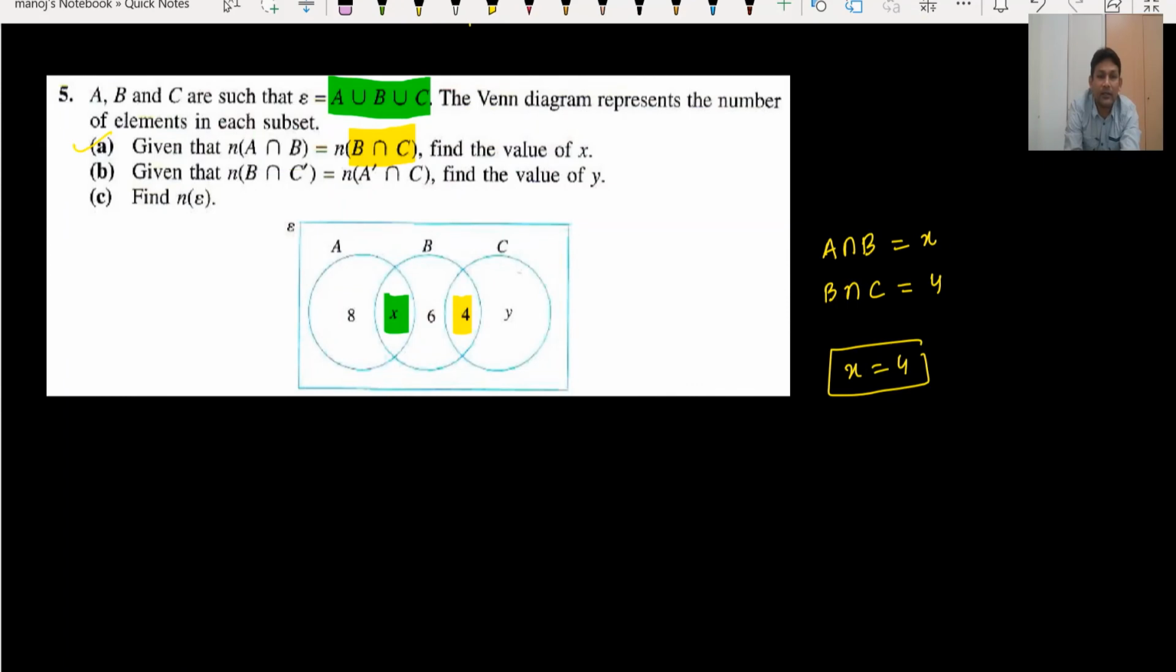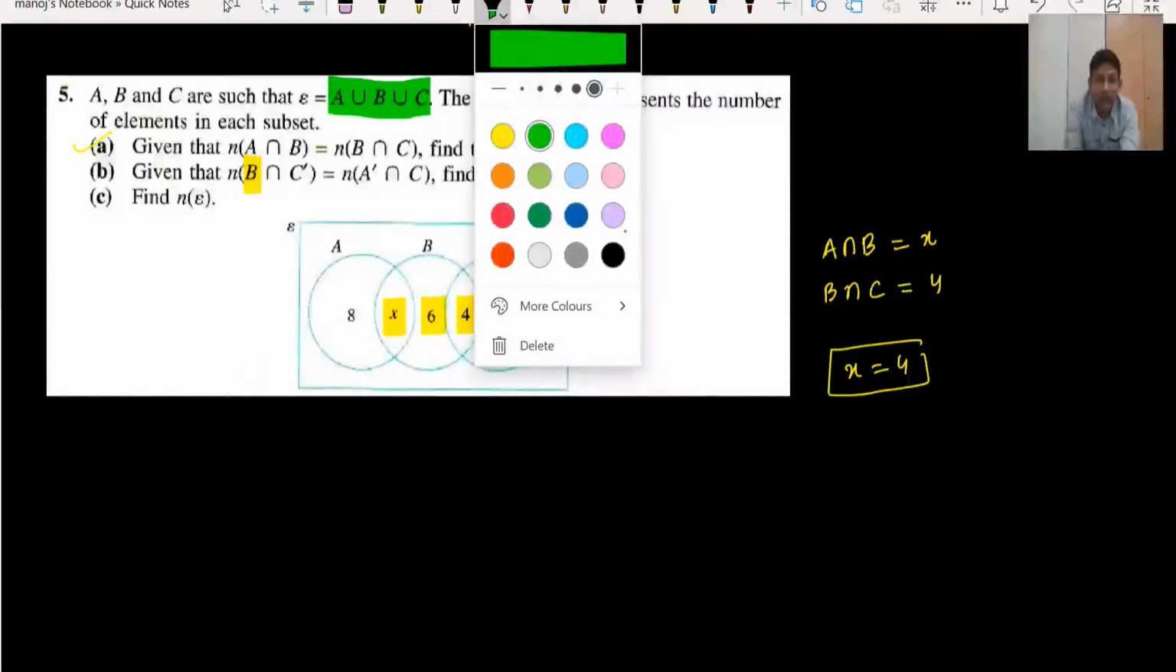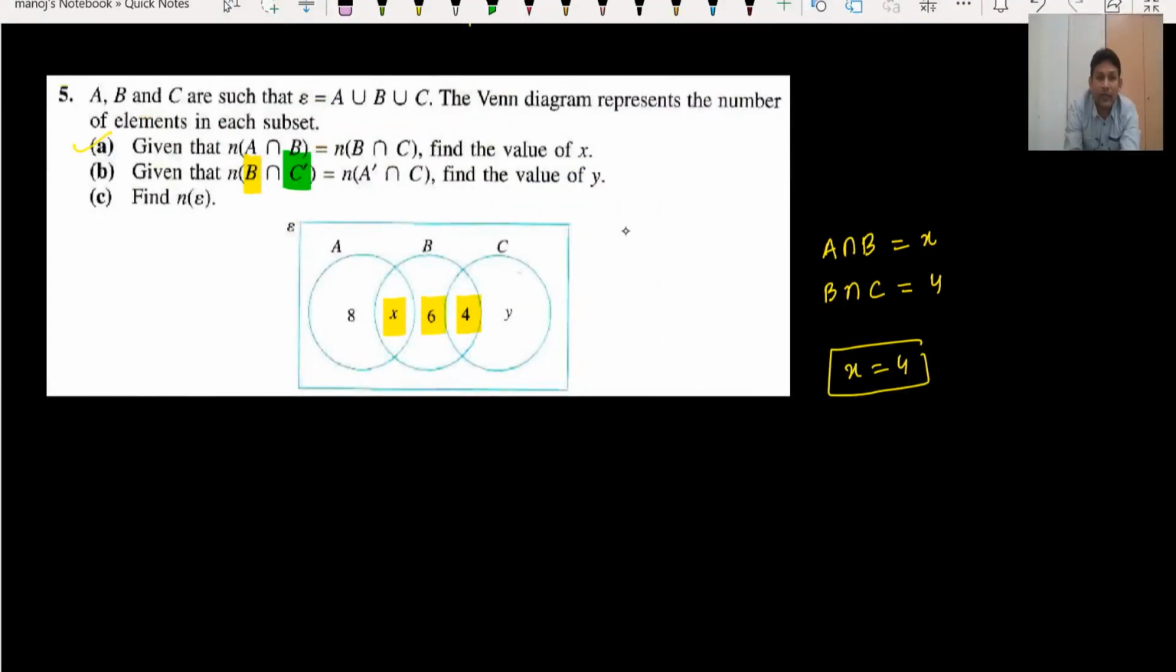The second part is once again: which area is for C complement first of all? Let me write this. Which area is for B first? B is this one and this one. We have to decide first of all, and I want to use a different color for C complement. Which area is for C complement? C complement means without C, everything is the result. So except this C, everything is the result.